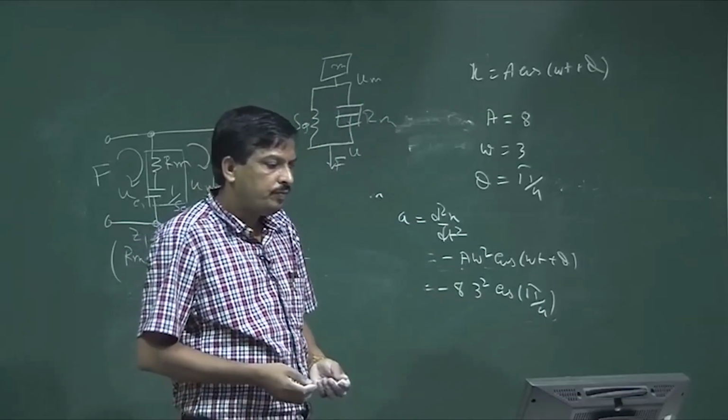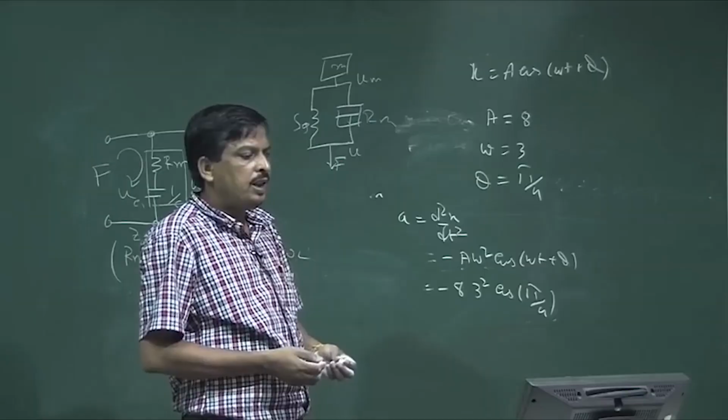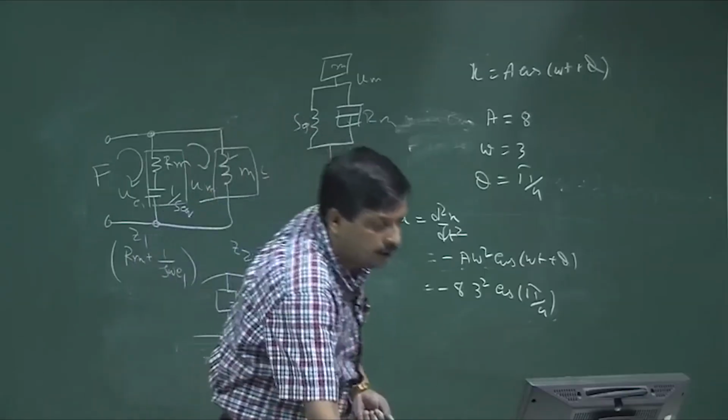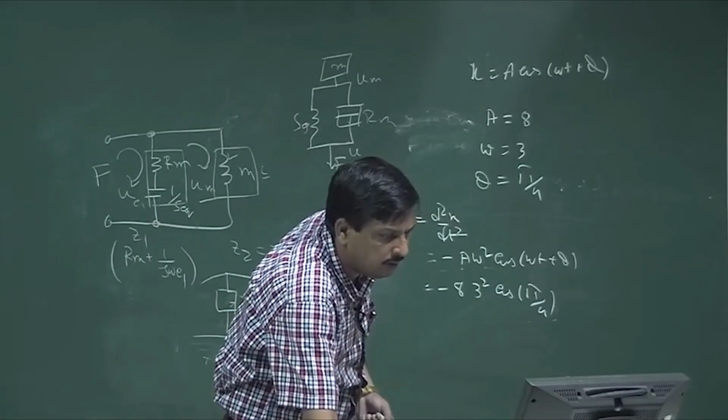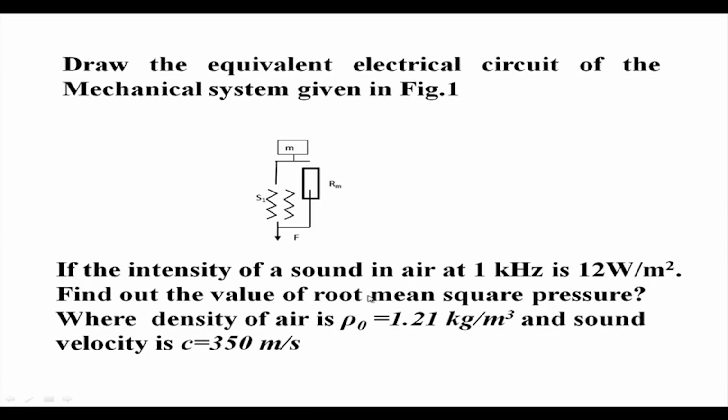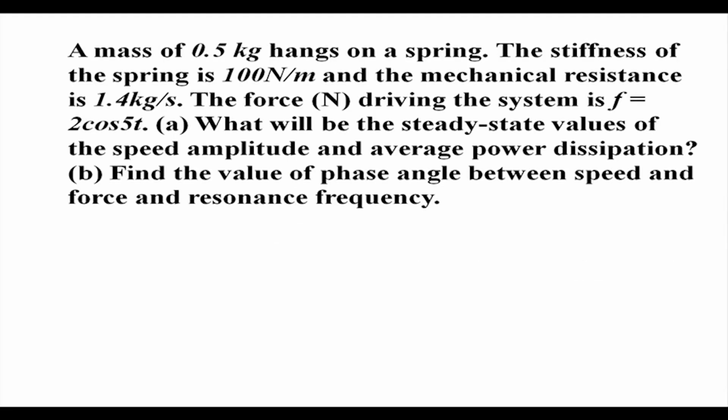Now, suppose there is another problem. If you see the problem, just read it. If the intensity of a sound in air at 1 kilohertz is 12 watt per meter square, find out the value of root mean square pressure. Sorry, this is not in this chapter. Let us come to here.